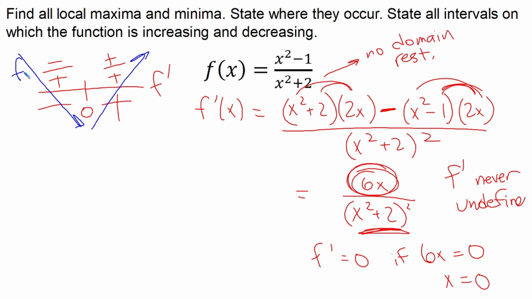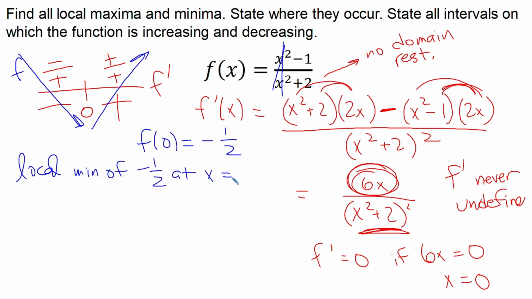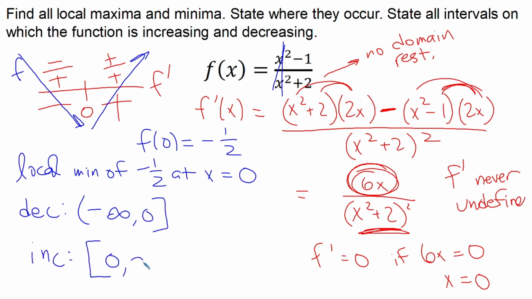which tells us, since f prime goes from negative to positive, f goes from decreasing to increasing. We'll need to figure out what the value of the function is at 0. Well, that's pretty straightforward. The x squareds will just go away when x is 0. We end up with f of 0 equals negative 1/2. And we can see that it's a local min of negative 1/2 at x equals 0. And we can see that we are decreasing from negative infinity to 0, and that we are increasing from 0 to infinity. And we can see that very nicely from our sign chart.